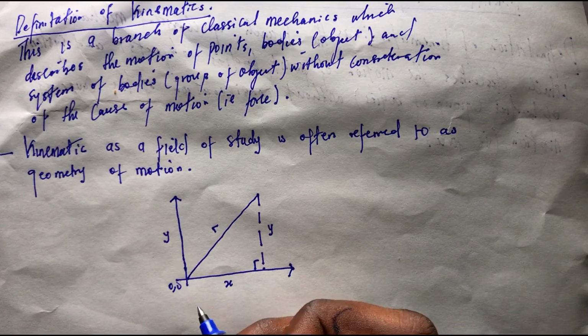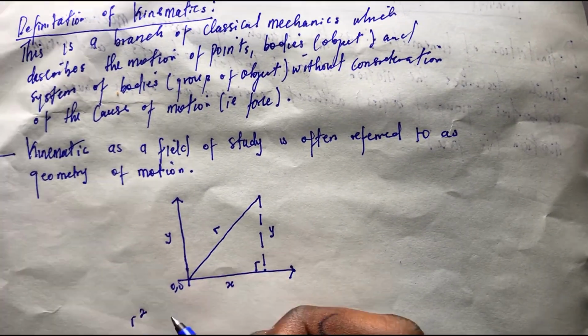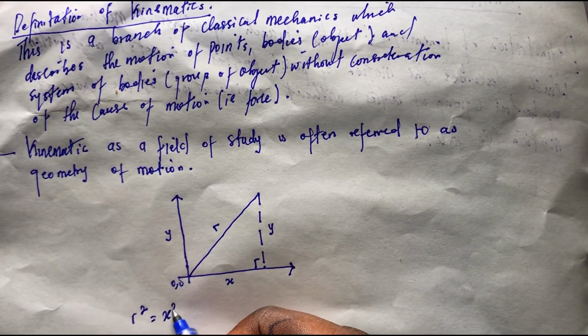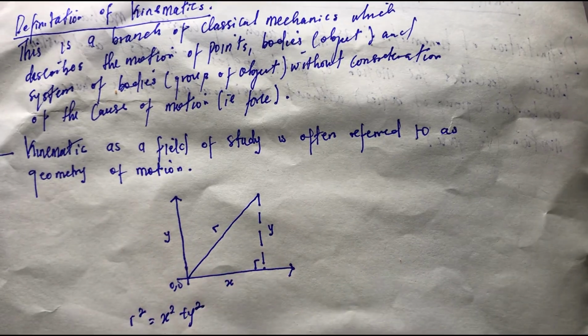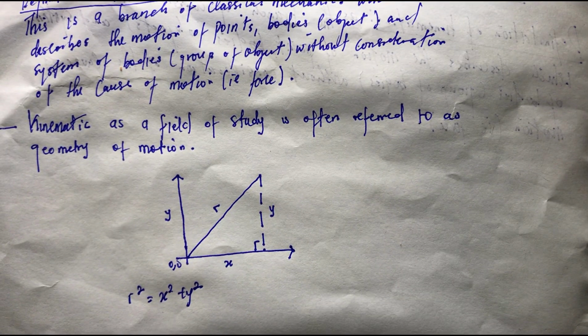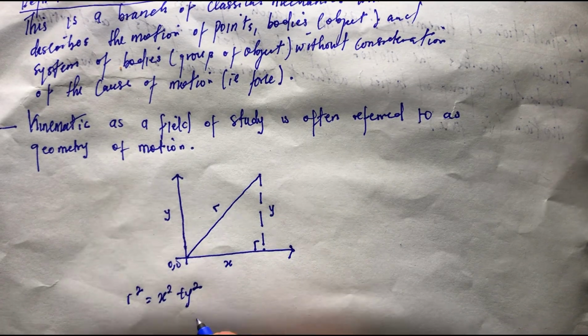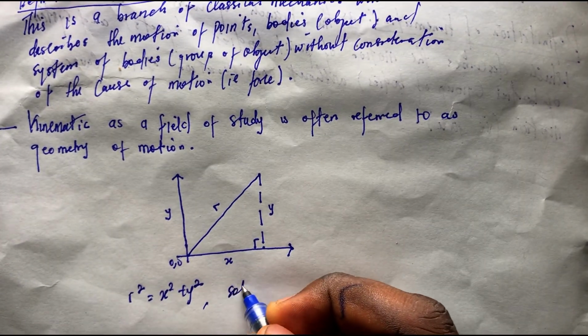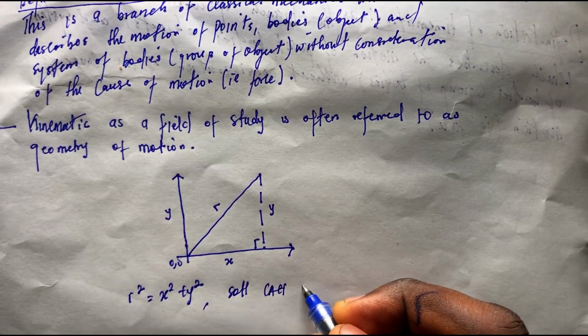So we have something like this. Using Pythagoras theorem, we can say r squared is equal to x squared plus y squared. We have this if it's starting from the origin. If it's starting from the origin, this is what we're going to get here. So this is Pythagoras theorem. Also we can use SOHCAHTOA.